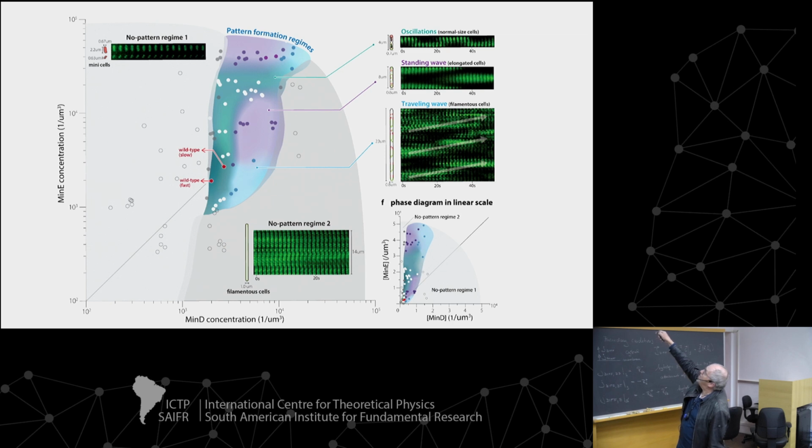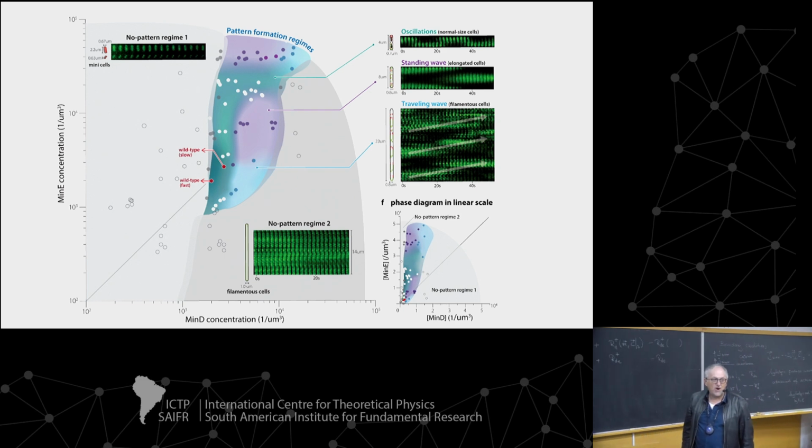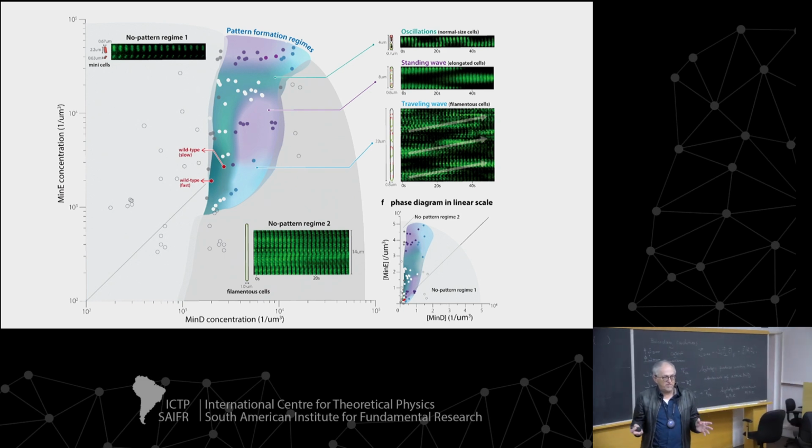Then it's focusing in the middle. It goes to the poles. Here in the oscillations in the normal cell, you have back and forth oscillations. And here in traveling waves, you see there's a traveling wavefront, which goes from one end, one cell pole, to the other cell pole. Yeah, very good eye.